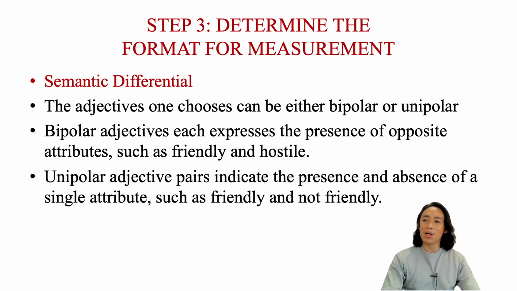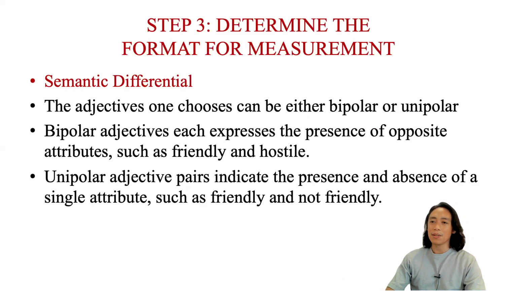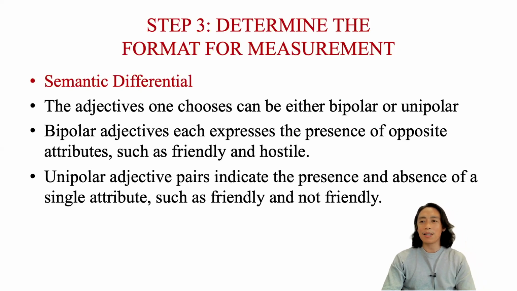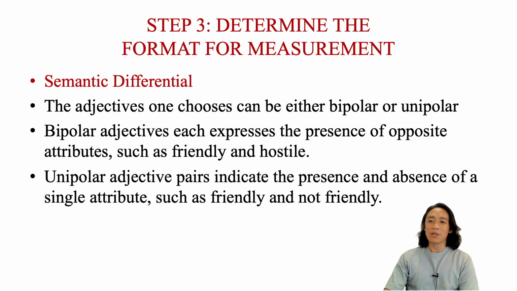The adjective that one chooses can either be bipolar or unipolar. When we say bipolar, the adjectives express the presence of the opposite attribute. For example, friendly and hostile are opposite ends of the continuum. A unipolar adjective pair indicates the presence or absence of a single attribute. For example, friendly and not friendly. Not friendly is not necessarily the direct opposite of being friendly. Not friendly is merely the absence of friendliness. So, that is a unipolar adjective pair.